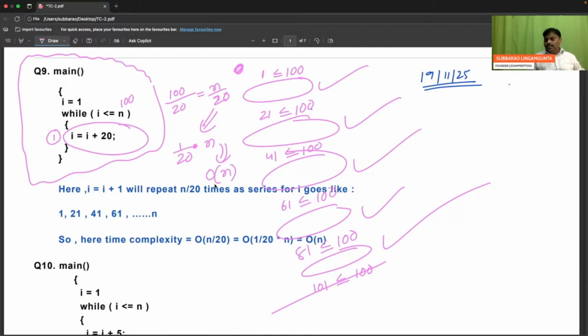So the actual answer is n by 20. The actual answer is n by 20. If anyone asks what the time complexity of this program is, you can simply say n by 20.